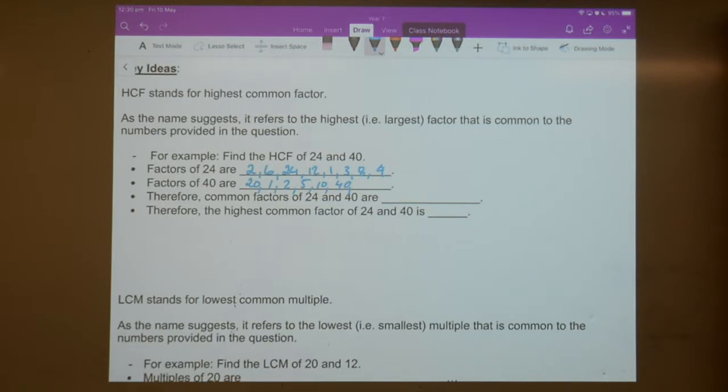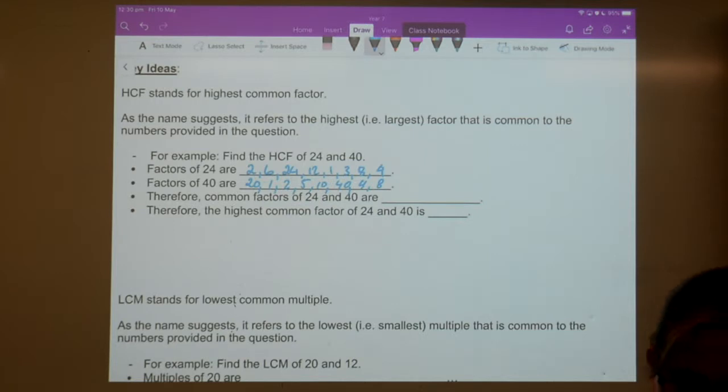4. And what else? Not 6. 10. 8. Oh, I guessed it. There's 5 and 8, 4 and 10, 2 and 20, and 1 and 40.